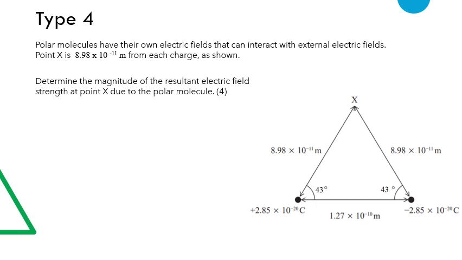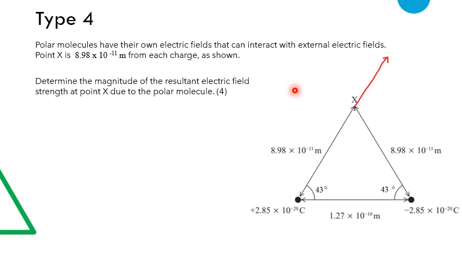In this question, we have to calculate the resultant electric field strength at the point X due to this polar molecule. To calculate electric field strength at X, we have to calculate the field produced by both point charges separately at X, and then we have to use vector addition to find the resultant electric field.